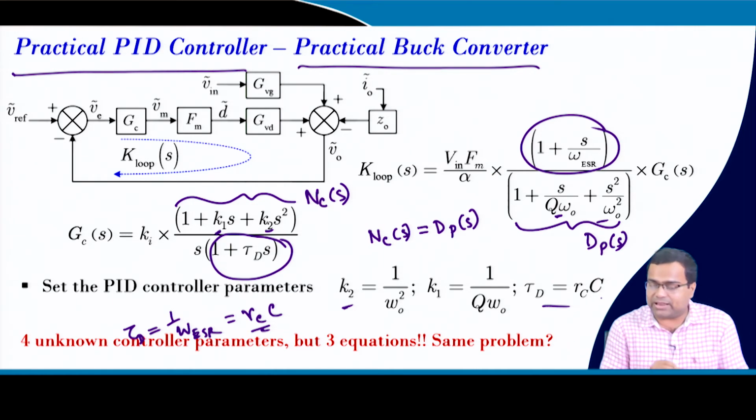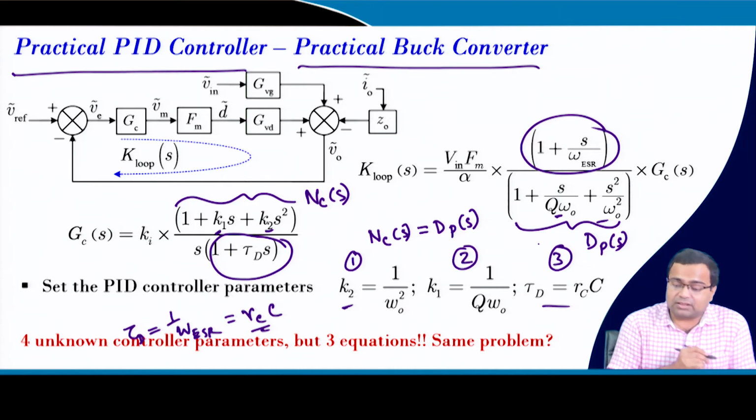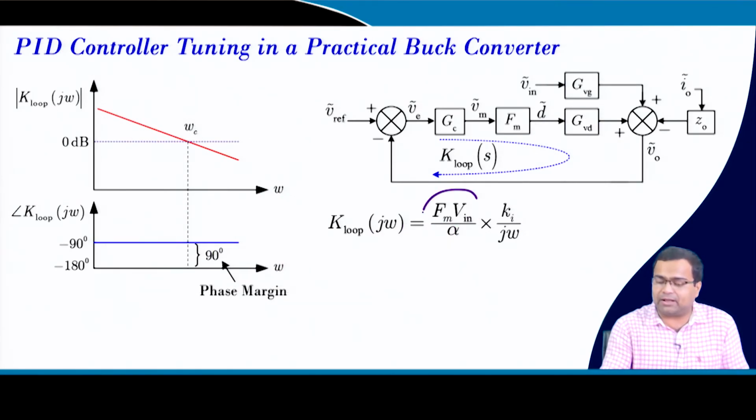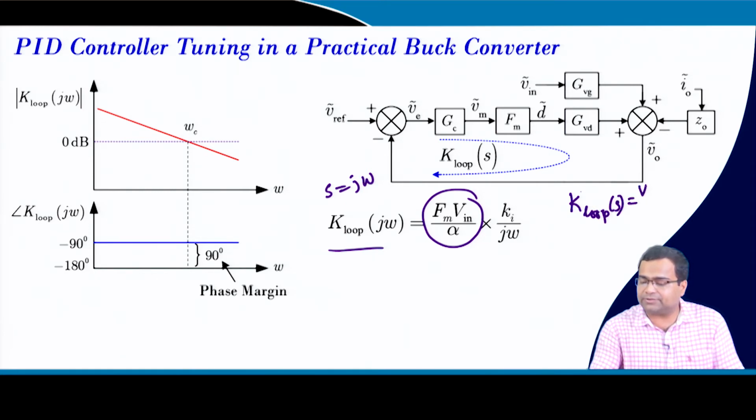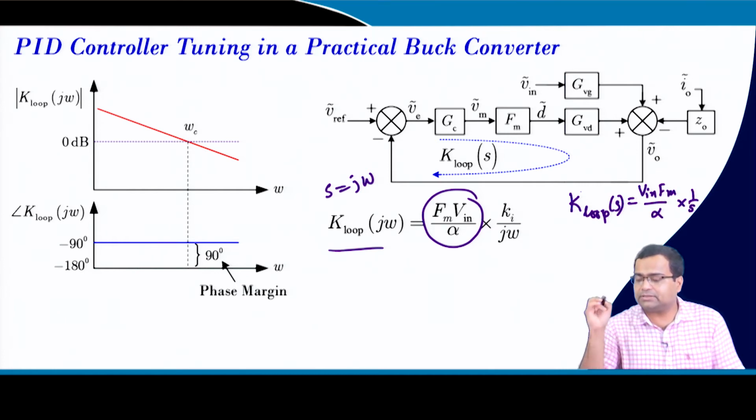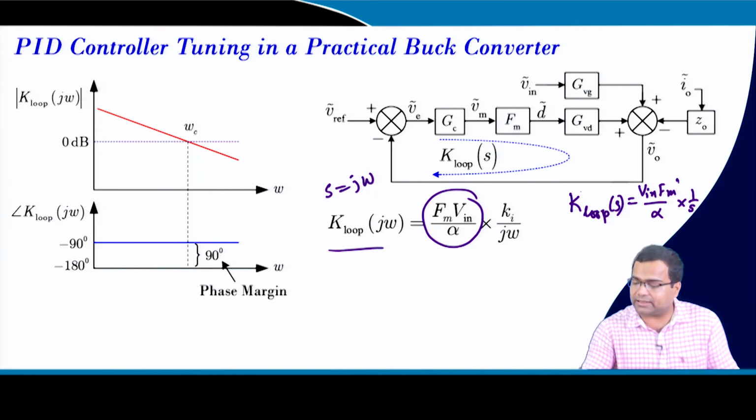So here we have how many equations? 1, 2, 3, but how many unknowns? In the PID controller the unknowns are Kp, Ki, Kd, 3, plus 1 derivative time constant. The loop gain is V_in F_m alpha Ki by s, and we substitute s equal to jω. What was our loop gain K(s)? It was V_in F_m alpha 1 by s, with Ki. So we replace s with jω.